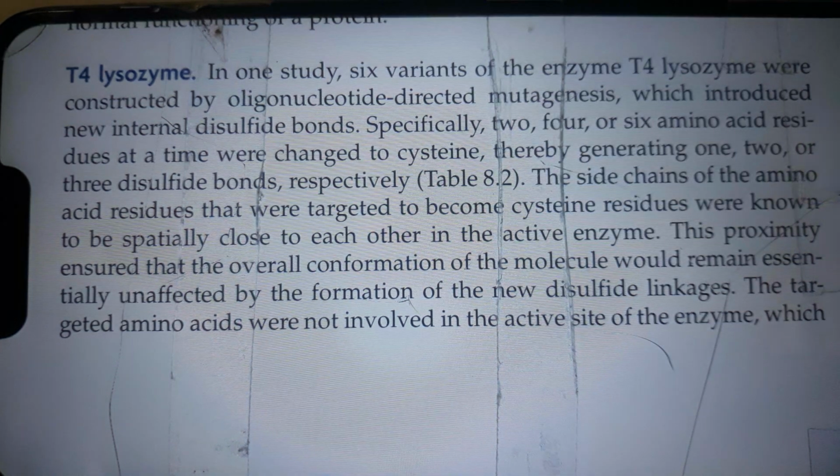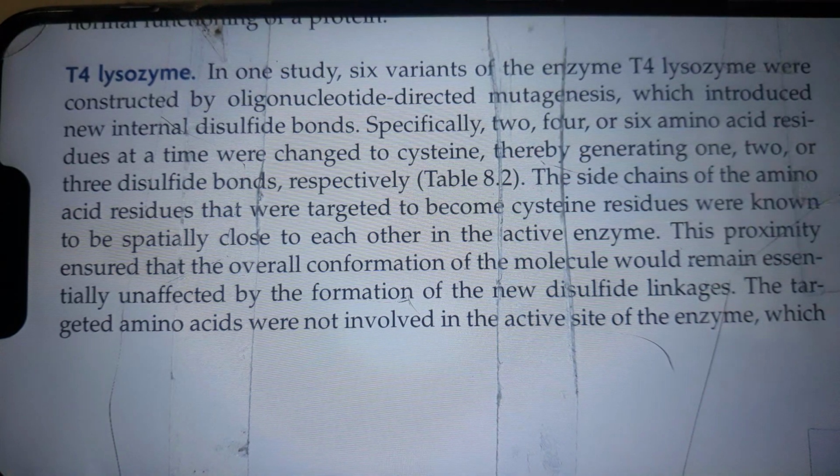T4 lysozyme. The 136 variants of the enzyme T4 lysozyme were constructed by oligonucleotide-directed mutagenesis, which introduced new internal disulfide bonds. Specifically, 2, 4, or 6 amino acid residues at a time were changed to cysteine, thereby generating 1, 2, or 3 disulfide bonds, respectively.